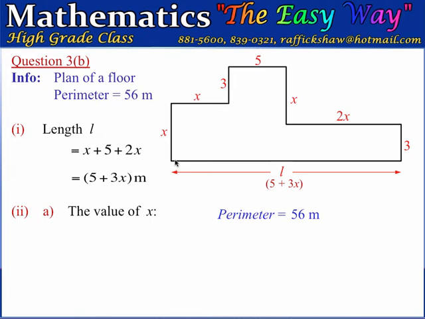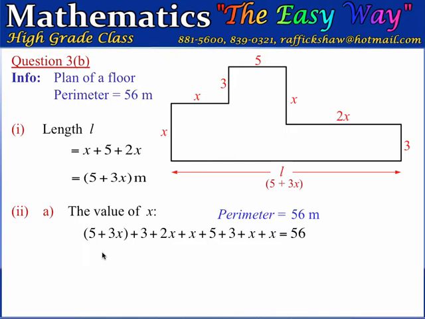If we start with this side, then it would be L, which is 5 plus 3x, plus 3 plus 2x plus x plus 5 plus 3 plus x plus x. That's the perimeter of the floor. So let's show that. The perimeter of the floor is 5 plus 3x, that's this length here, plus 3 plus 2x plus x plus 5 plus 3 plus x plus x, and that is equal to 56 meters. And so we have this equation here, and it's a matter now of simplifying this equation and solving for x.